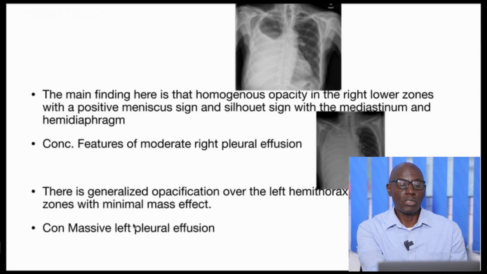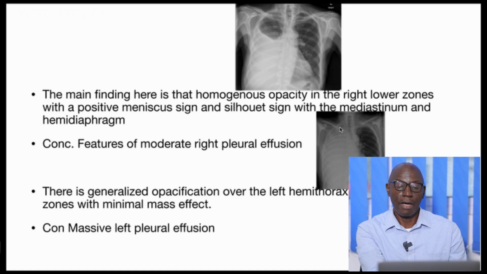When it comes to describing the pleural effusion, again we want to write a report which could be like that. The main finding here is the homogeneous opacity in the right lower zone with the positive meniscus sign. Here I'm talking about that sign up there, and the silhouette sign with the mediastinum and the hemidiaphragm. These are features of moderate right pleural effusion.